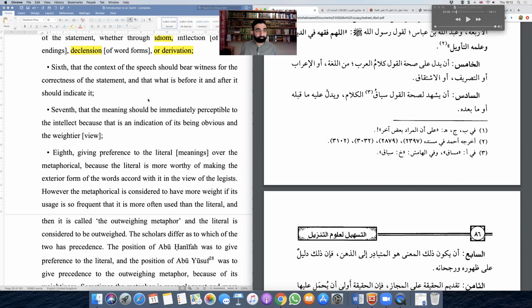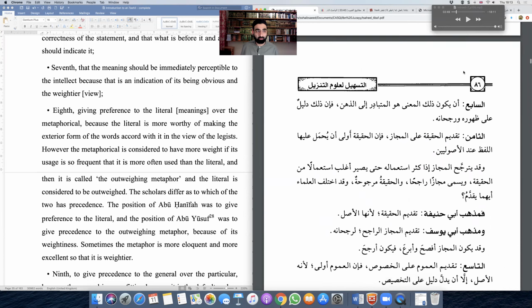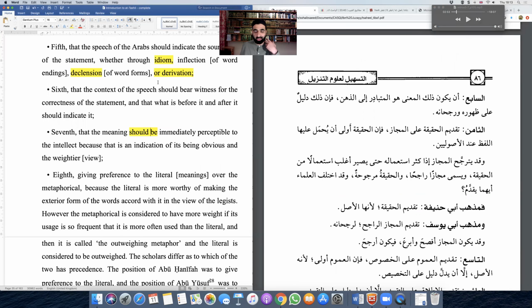Now, we already started hearing that the meaning should be immediately perceptible to the intellect. Because that is an indication of its being obvious in the weightier view. فإن ذلك دليل على ظهوره ورجحانه. So the "should" here, I'm not sure the translation is definitely wrong, but what you are picking up from this translation, al-mutabadir ila dhihni, funnily enough, is that they're giving that as a prescriptive thing. The meaning should be immediately perceptible.